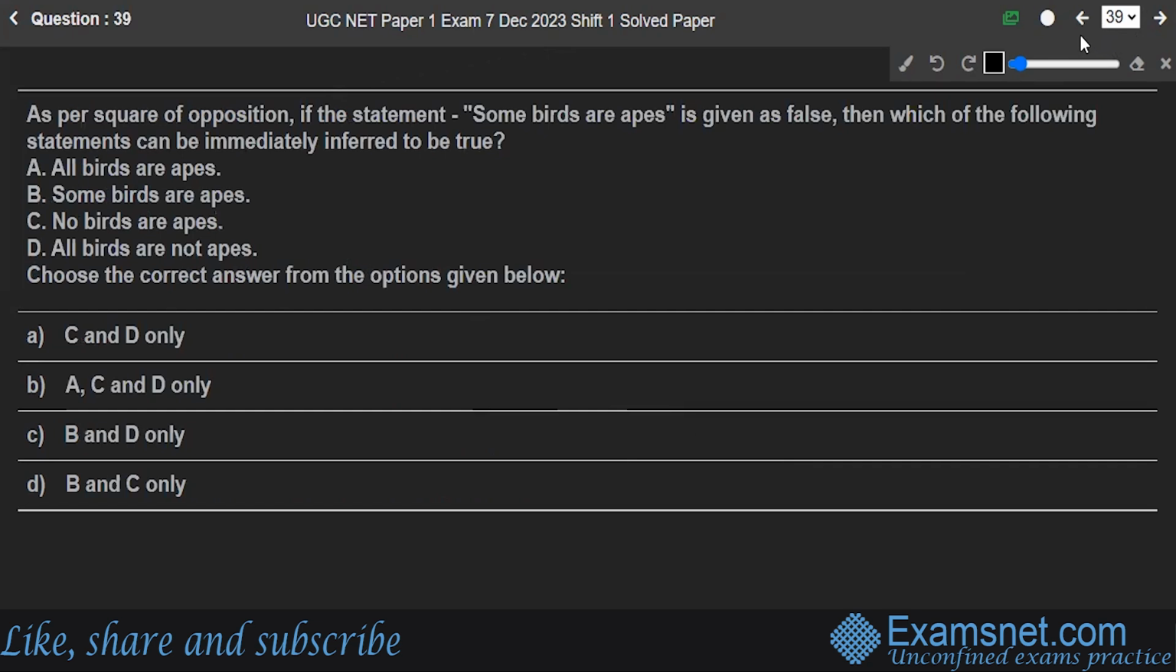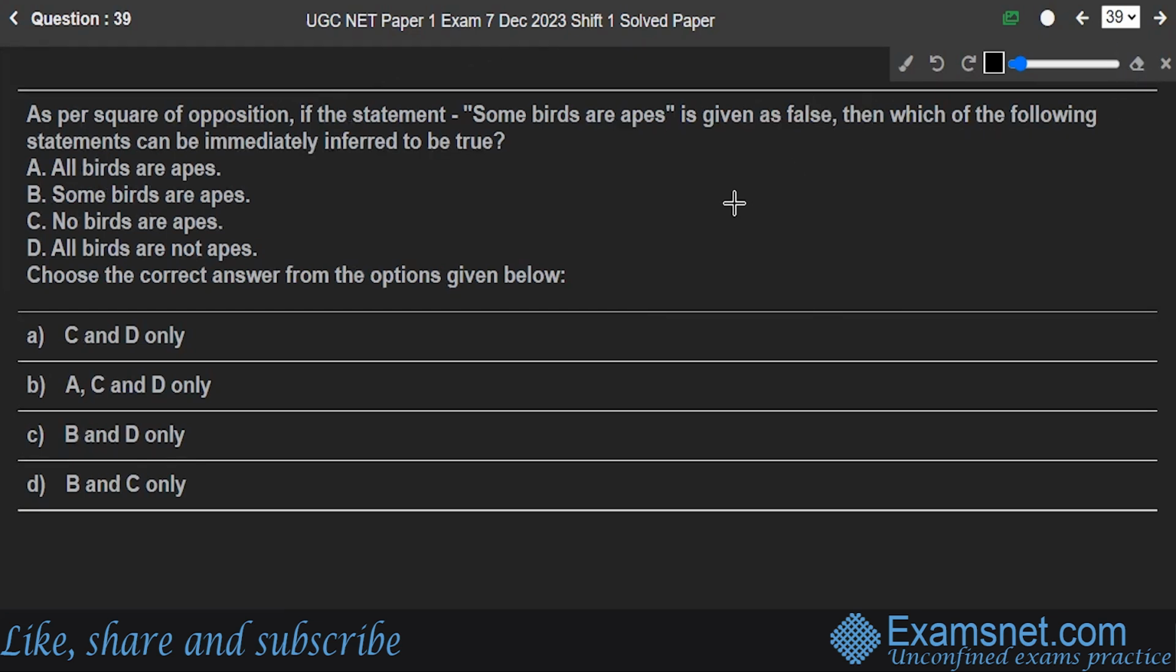As per the square of opposition, I hope you know what the square of opposition is. You have four propositions over here. We'll discuss that. First of all, let's read the question. As per the square of opposition, the statement some birds are apes is given as false, and which of the following statements can be immediately inferred to be true?